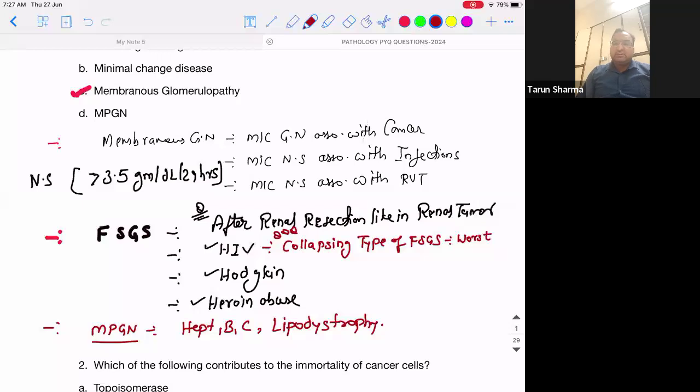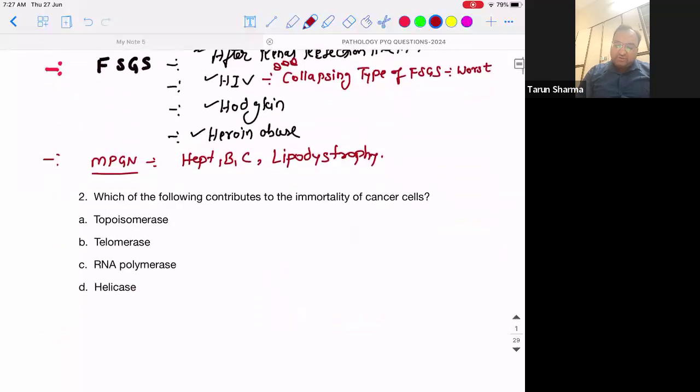And renal vein thrombosis is quite commonly seen in which condition? That is membranous. Okay, I think this is important for you. That's why I told you all these important concepts in one question. This was the question asked in 2018 or 2017. So let's see the next question.